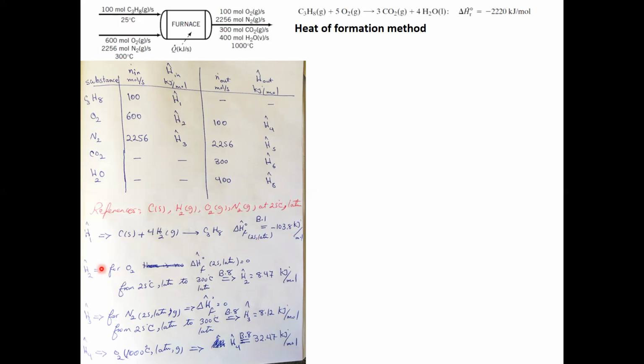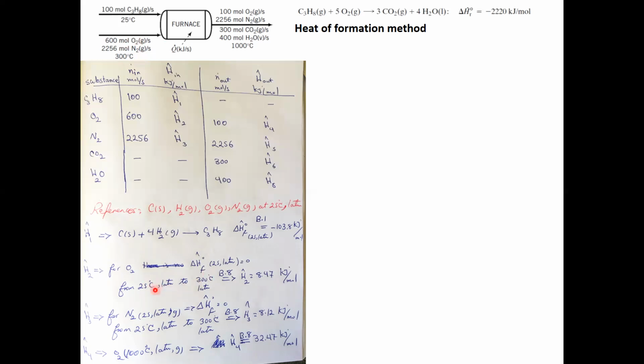First of all, for oxygen, there is no heat of formation at 25 degrees and 1 atmosphere because oxygen is available as O2 at this temperature and pressure. But what is the specific enthalpy from 25 to 300 degrees? That is the condition of oxygen in our process. This one we have to consider.